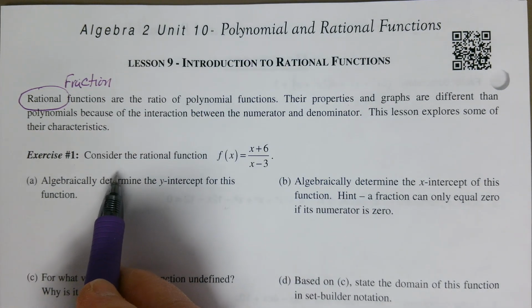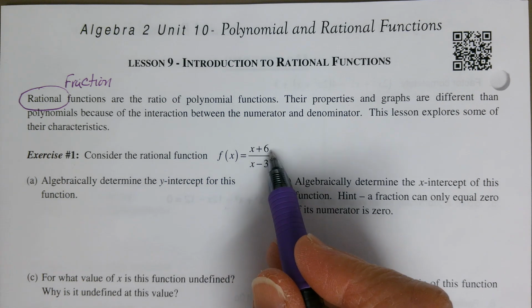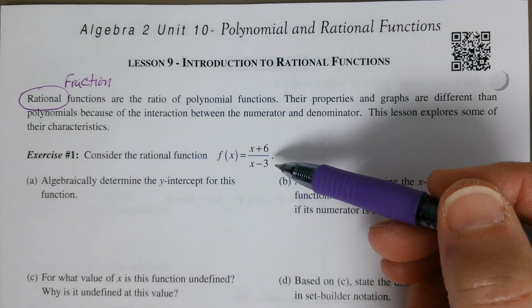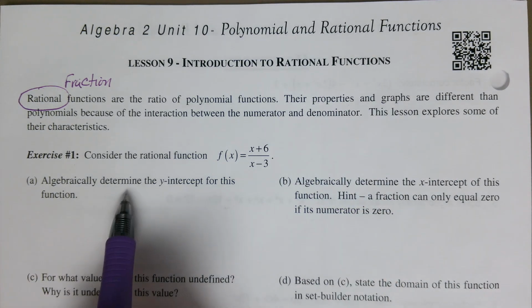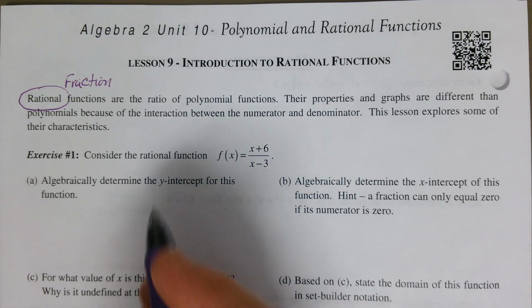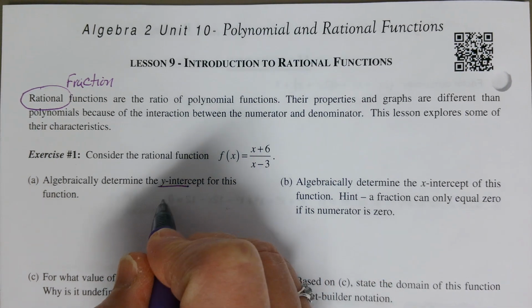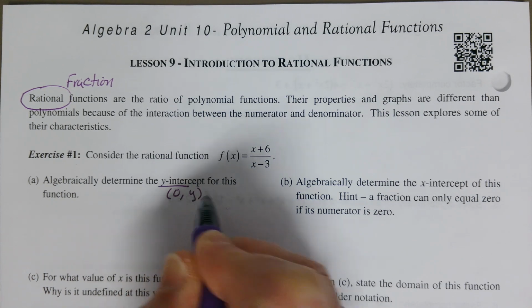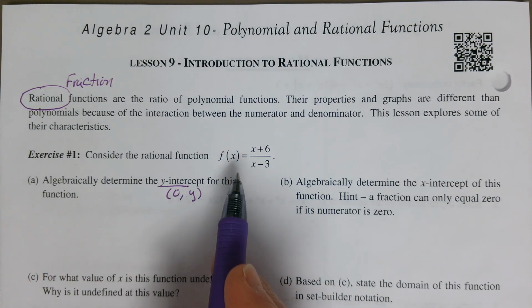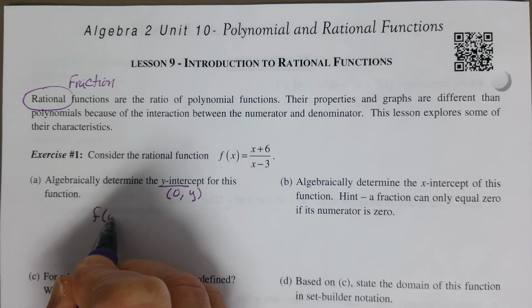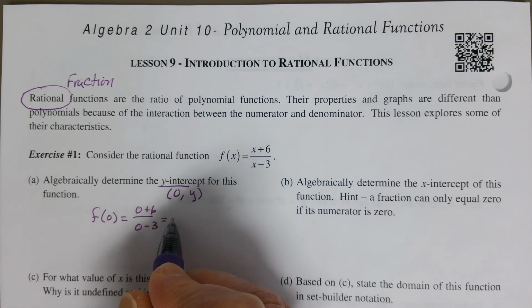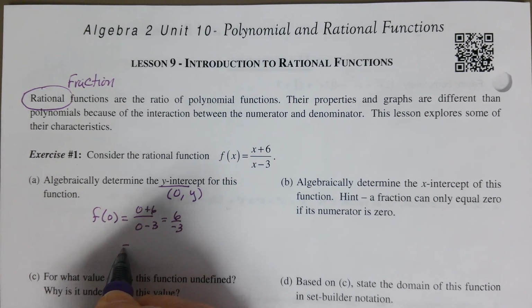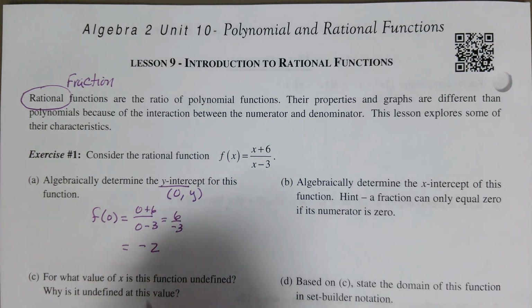Exercise number 1, consider the rational function f of x equals x plus 6 over x minus 3. Right, so we have a fraction where the numerator is a polynomial and the denominator is a polynomial. Algebraically determine the y-intercept for this function. Well, for y-intercept, the x-coordinate is 0 and we're looking for the y value. Let's replace x with 0, and we have f of 0 is equal to 0 plus 6 divided by 0 minus 3, which reduces to 6 over negative 3, which is equivalent to negative 2. The y-intercept is negative 2.